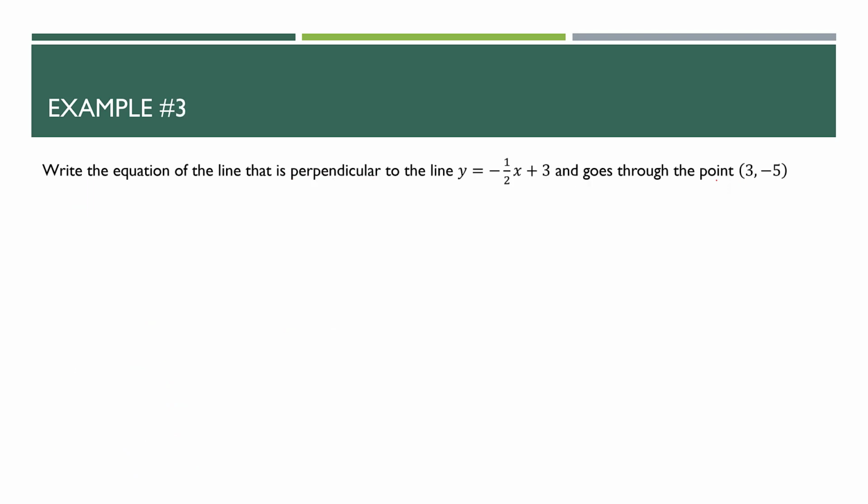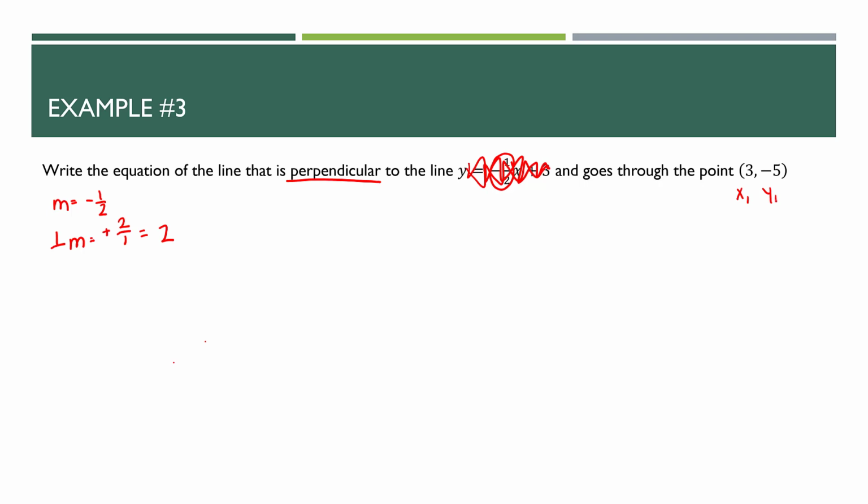So let's do another example here. Write the equation of a line that's perpendicular to the line y equals negative 1/2 x plus 3 and goes to the point (3, negative 5). So here we have a slope of negative 1/2. But this one's perpendicular. So perpendicular m, opposite reciprocal, means to flip it. So this would equal a slope of 2. Now we're done with this. We don't need it anymore. And we just need our point (3, negative 5), which is x1, y1.